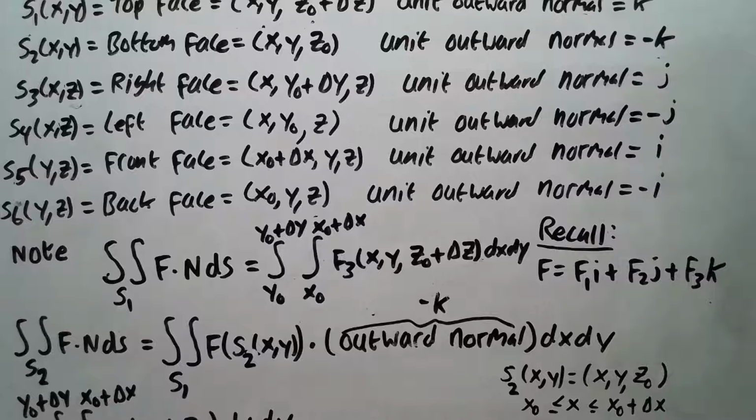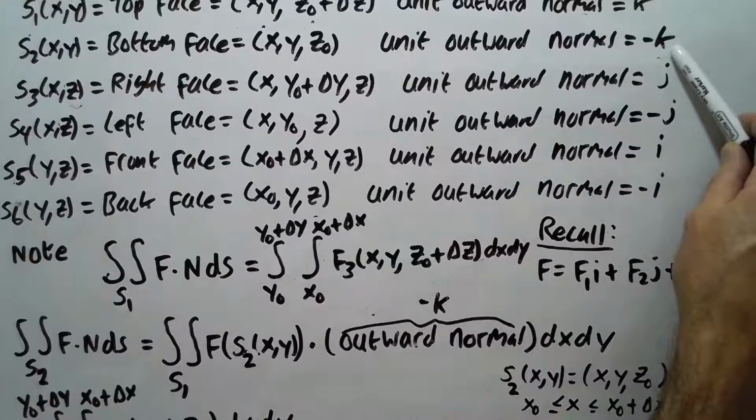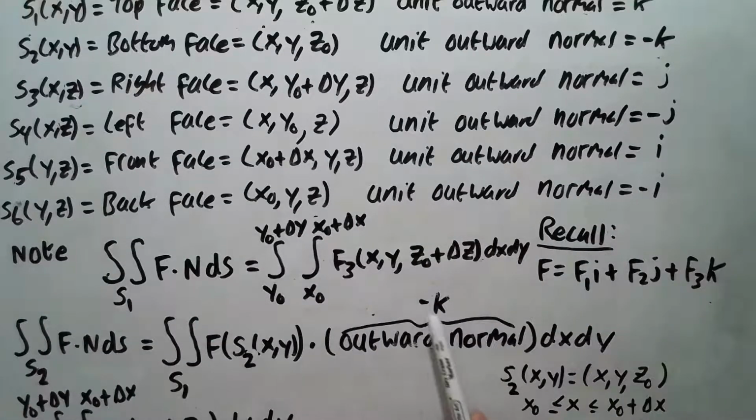Okay, so let's go over S2 now. The outward unit normal vector for the bottom face, or S2, we already established was negative K. It'll be F composed with S2 now. S2 is x, y, z0, so it's going to pick up the F3 again, but it's going to be dotted with negative K. So you'll have a minus sign in front of the F3 this time. It'll be x, y, z0, dx, dy.